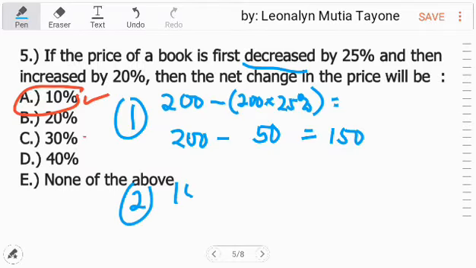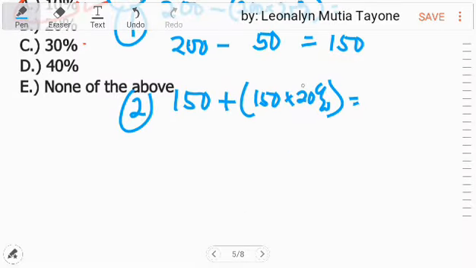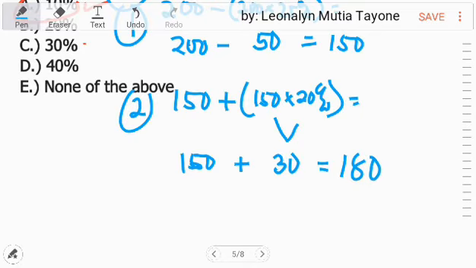Second, 150 plus 20% of 150. We add it. So 20% is 0.2. So, 150 times 0.2, and that is 30. So 150 plus 30 equals 180.